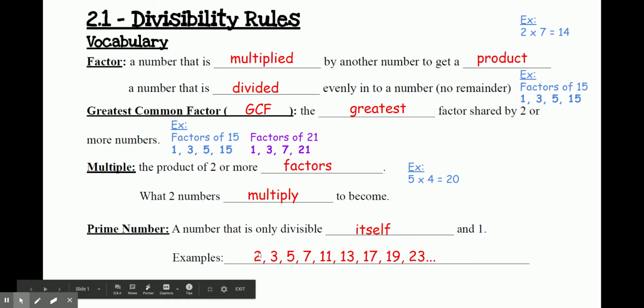So 2 can only be divided by 2 and 1 evenly, I should say. If you take a look at 17, 17 can't be divided by 2 or 3 or 4 or 5 without turning into a decimal or fraction. So 17 would be a prime number. You can only divide it by 1 and itself evenly.